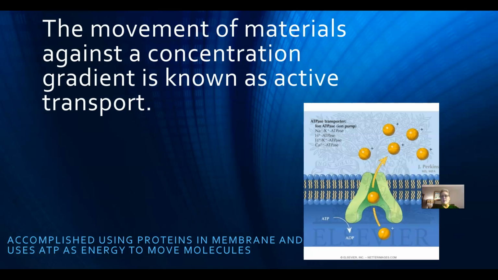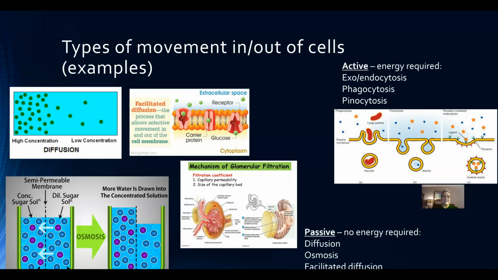We took a look at the cell membrane itself. It's got all those little proteins embedded in it. So we're going to use those proteins to get things from one side of the membrane to the other using energy, using ATP. So the first kind of movement that we talk about is diffusion. And that is simply passive. It happens all on its own.